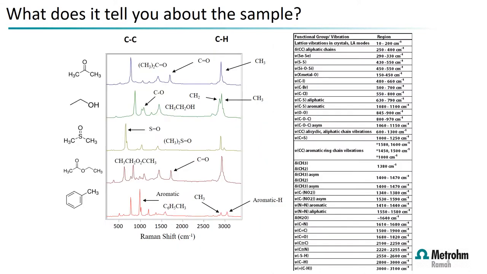So what does it tell you about the sample? We see sharp peaks which effectively are due to the functional groups on the sample we are testing itself. So here you see a selection of different molecules with different functional groups, and we see a nice difference in the fingerprints associated with these groups depending on the structure of the material.